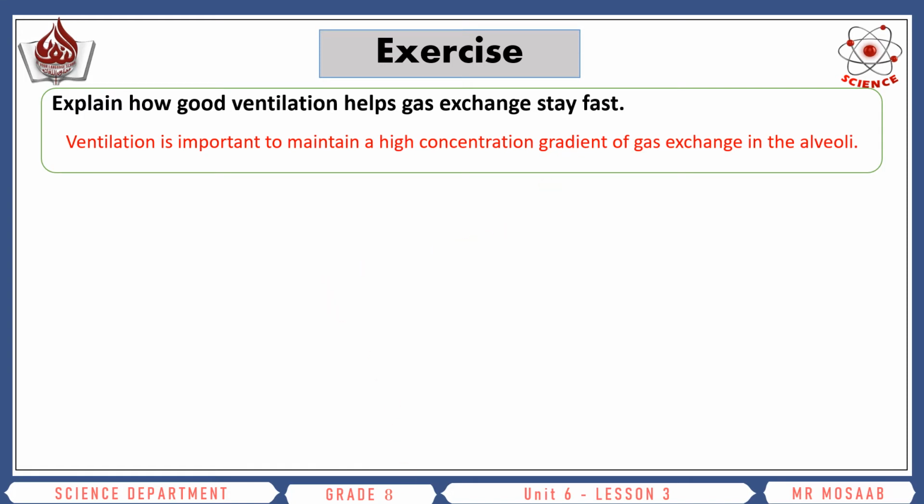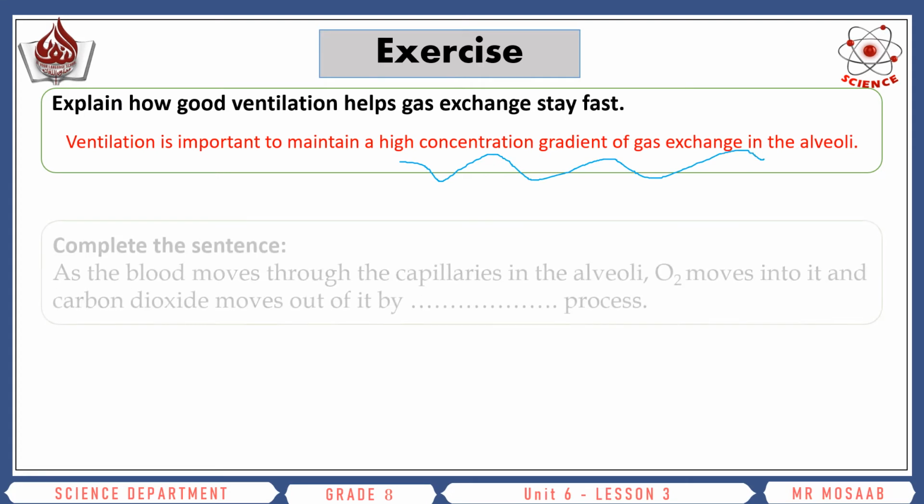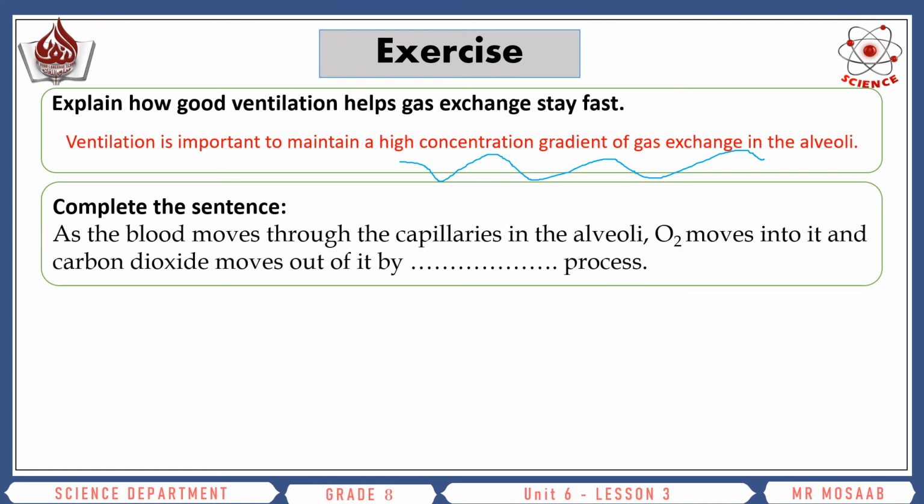Ventilation is important. Why is it important? To maintain a high concentration gradient of gas exchange. It's a very important rule. Okay? Now complete the sentence.